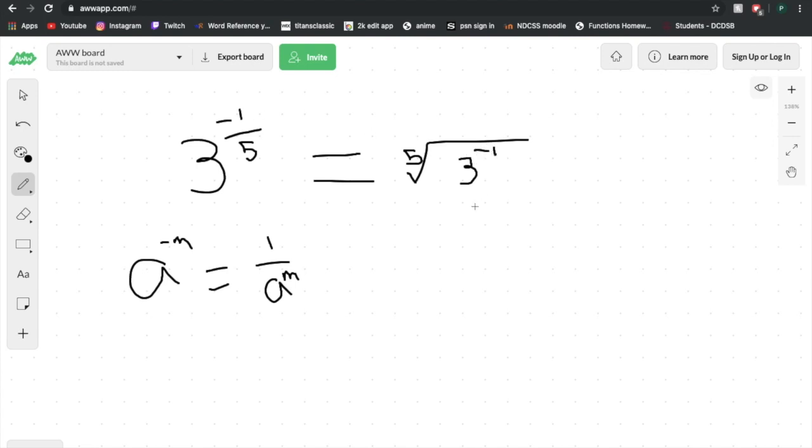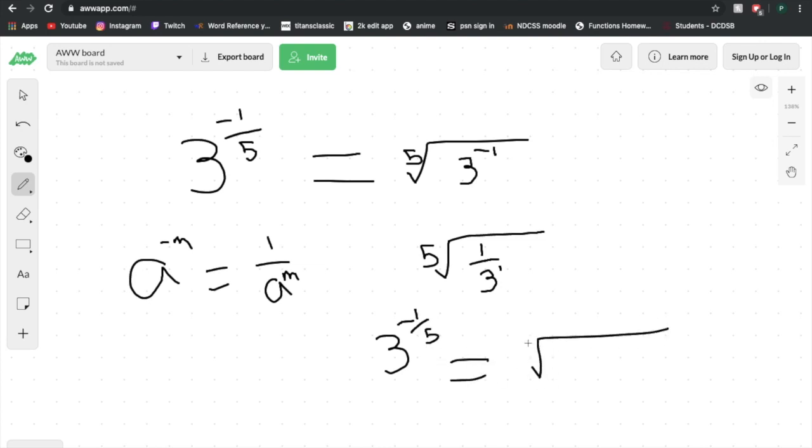So all we're going to do in this situation is follow this law that I just talked about, and we're going to get the reciprocal of 3 and then get the opposite exponent. So all you're going to do is rewrite the root, write the reciprocal of 3, and then, like I said, the opposite exponent, which is just going to be 1. So this is 3 to the power of negative 1 over 5 in its root form. So you can safely say 3 to the power of negative 1 over 5 is equal to the fifth root of 1 over 3.